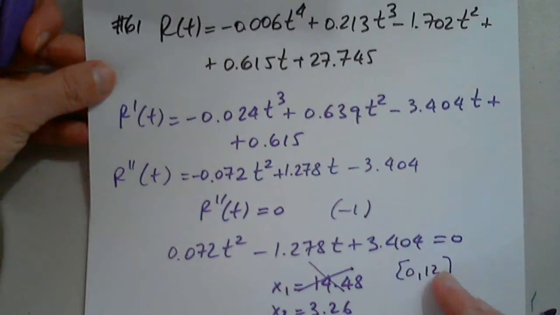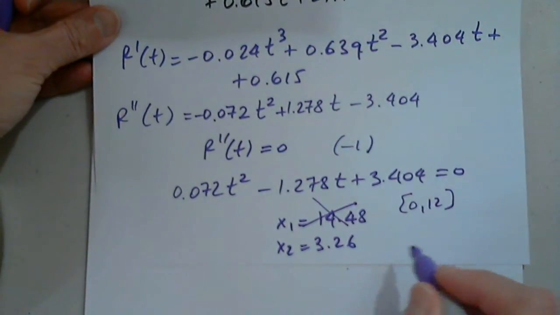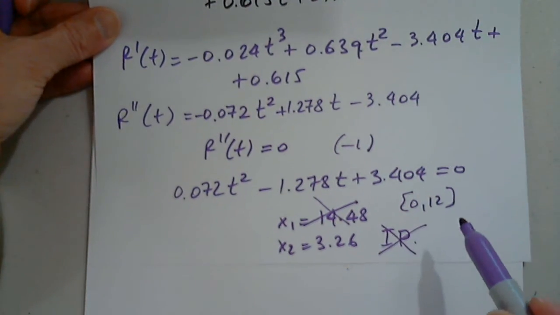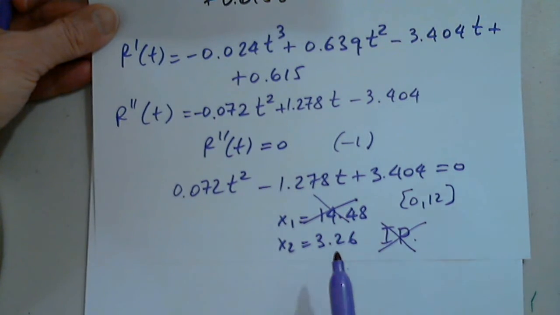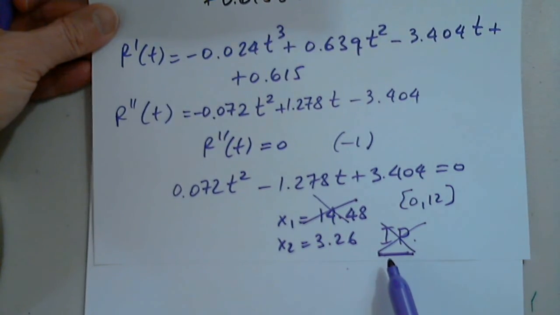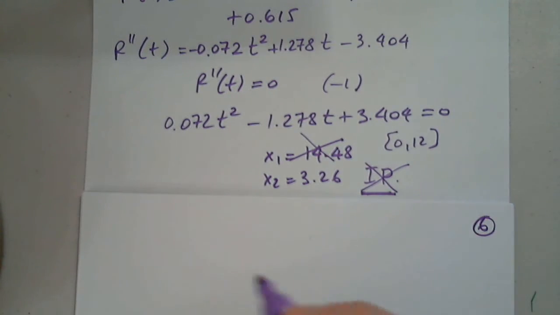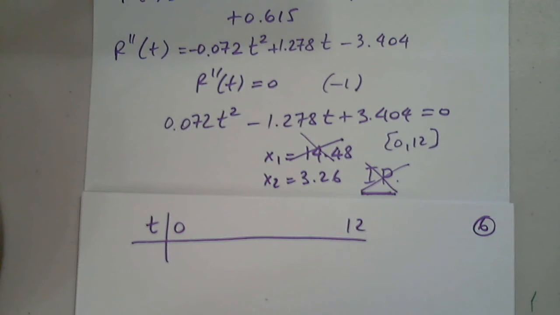So now, this is not enough. I cannot write here, this is an inflection point. No, no. I have to show that the second derivative changes sign at this point. So just saying, oh, this must be the inflection point is not enough. So I will write t between 0 and 12. I will write 3.26. I only need, in this case, the second derivative.